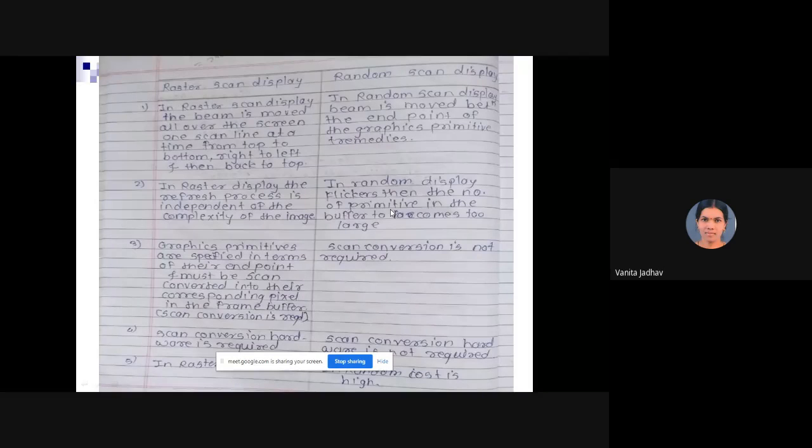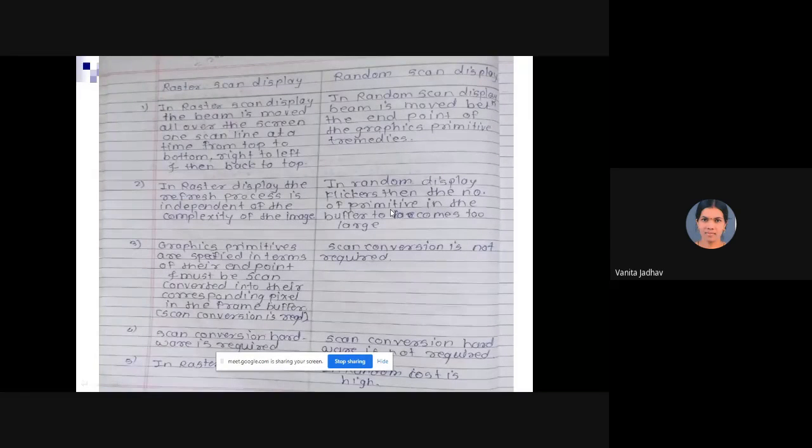Whatever the image is, however it is, it doesn't leave its work. Its work is to move from the first line to the last line, scan line wise. So that is the work done by the electron beam in case of raster display.